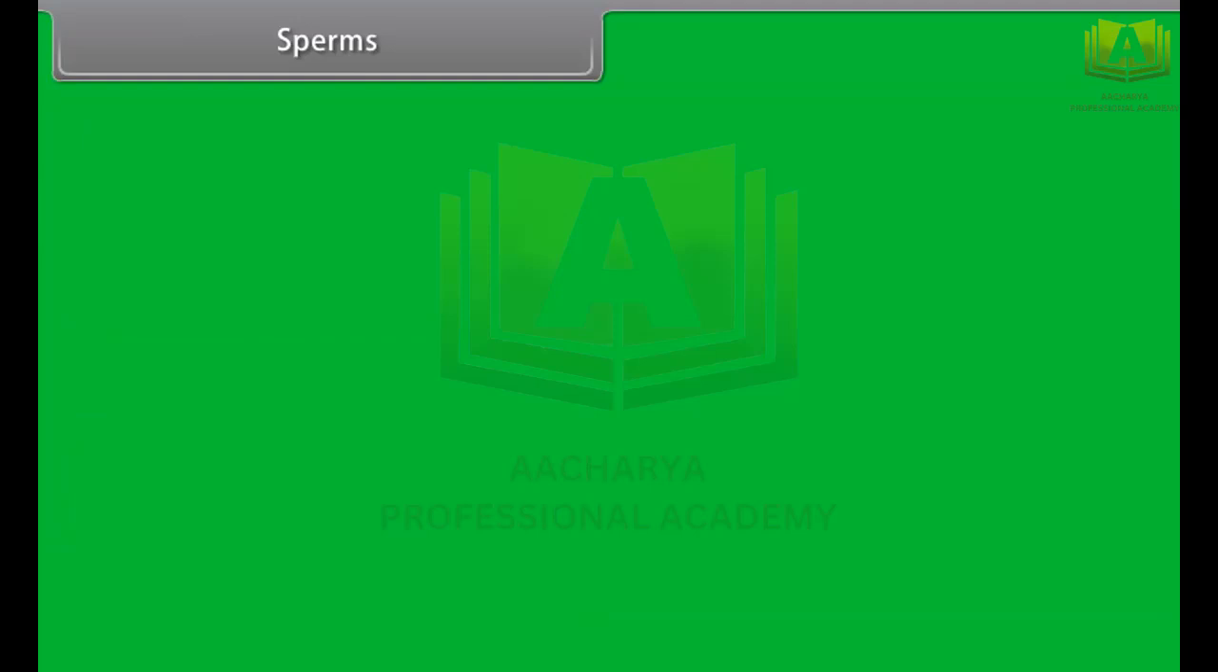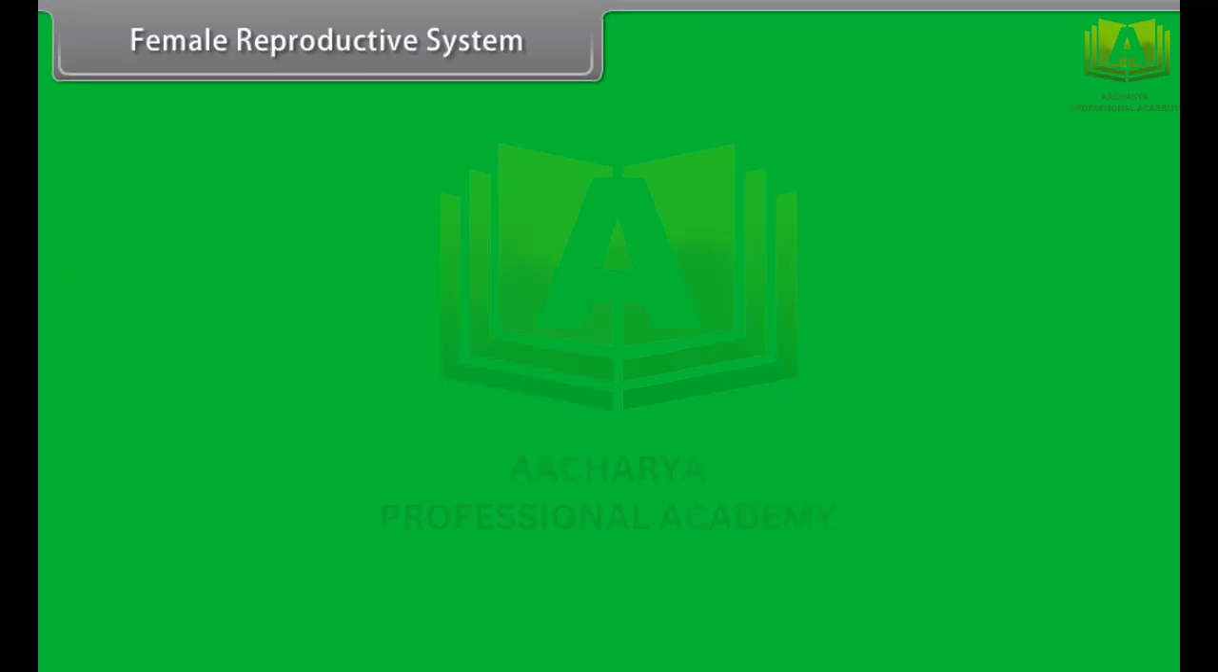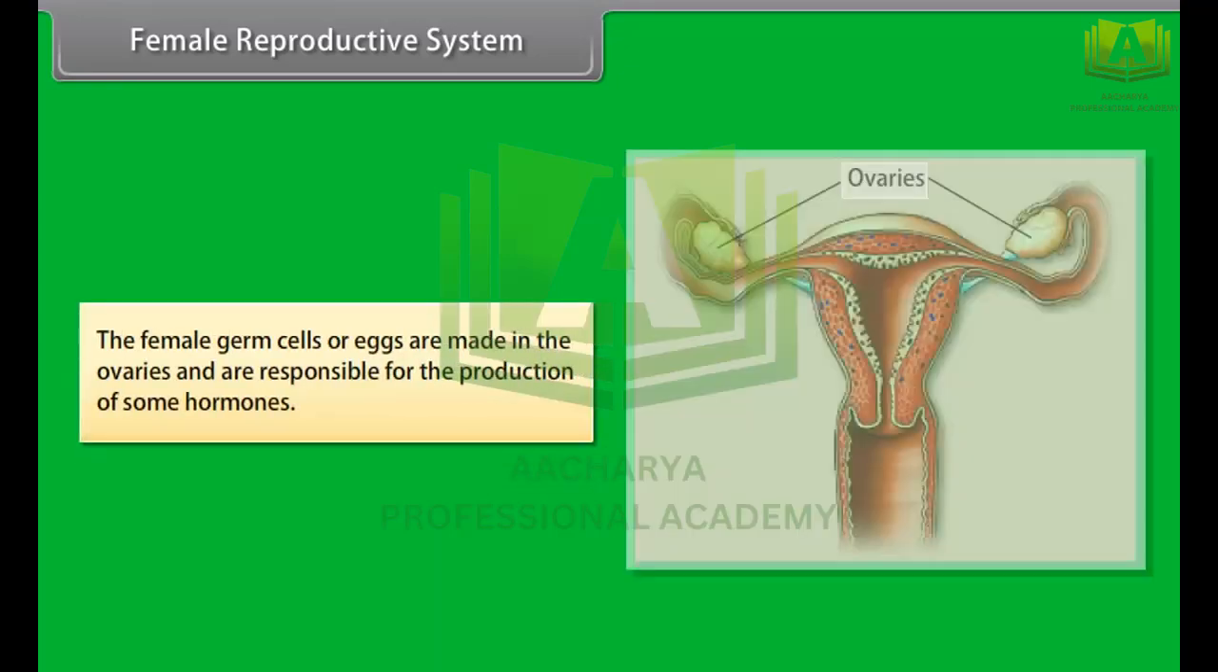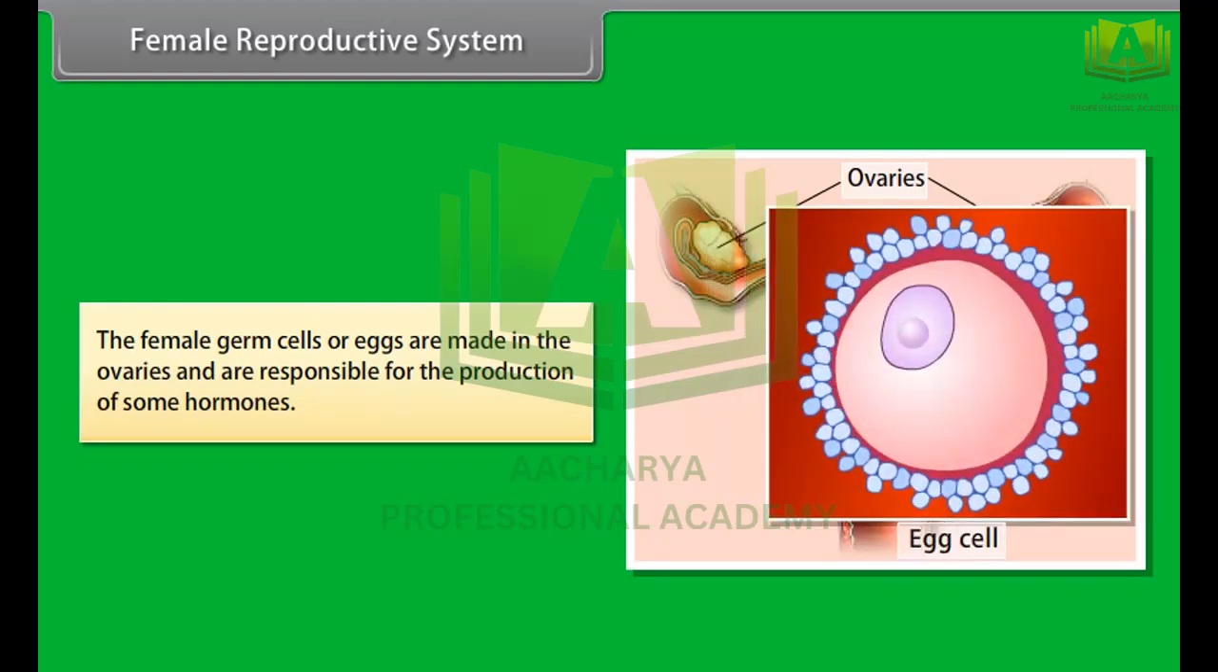Sperms. A human sperm is a minute microscopic motile and flagellated gamete. It is formed of head, middle piece, and a long and vibratile tail. It fuses with ovum and transmits parental genes to offspring. Female reproductive system. The female germ cells or eggs are made in the ovaries and are responsible for the production of some hormones.